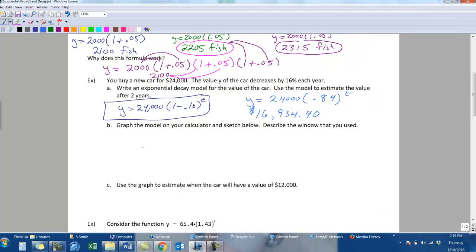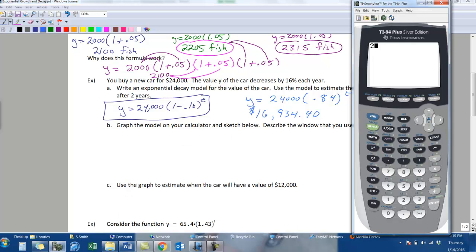So it says graph the model on your calculator and sketch below. Let's graph this bad boy. So we're going to do 24,000 times 0.84, except you need an 8 in there, raised to the t power, or in this case, it's going to be x.